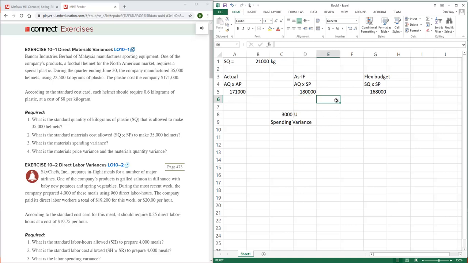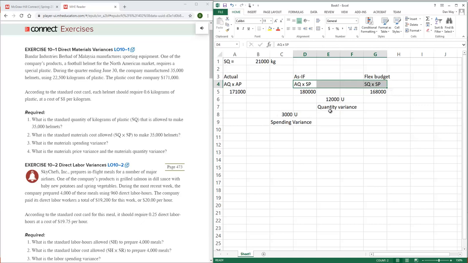Over here on this side, we've got our 180,000 in the as-if minus the 168 from the would-be flex budget. That's a difference of 12,000. Again, the as-if is greater than the flex, so we'd say that's unfavorable. And that's our quantity variance. Right? Again, that's the difference in total spend that's caused by a difference in the Qs, the quantity of the plastic we've used in this case.